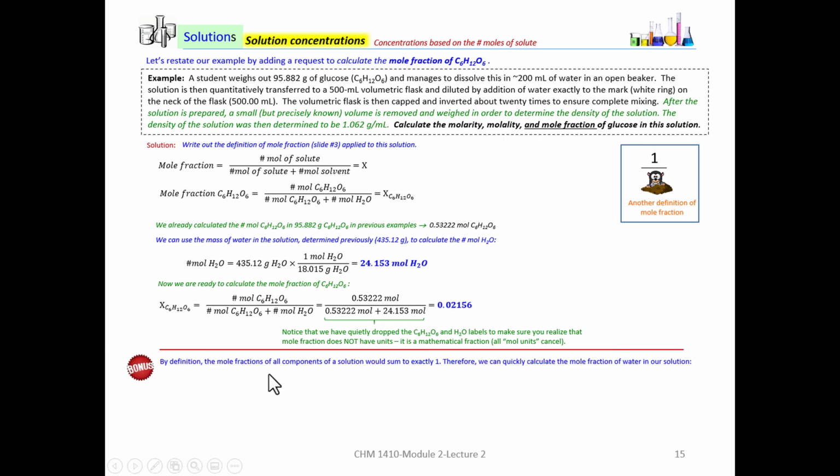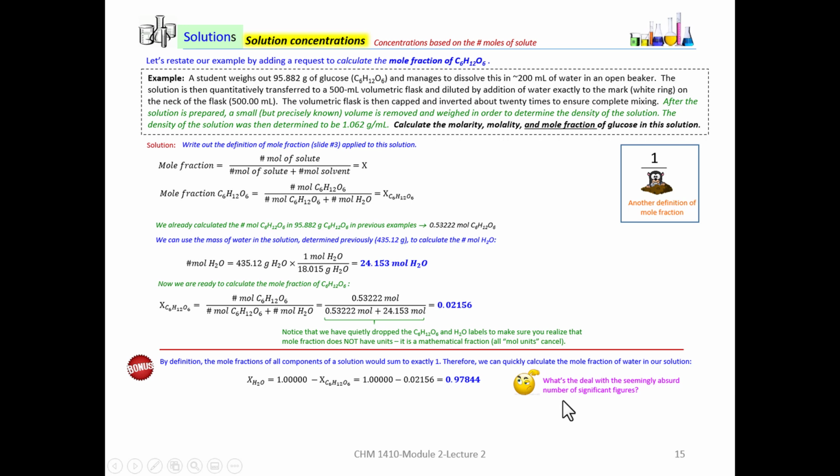By definition, the mole fractions of all components of a solution would sum exactly to 1. Therefore, we could calculate the mole fraction of water in the solution. The mole fraction of water would basically just be 1 minus the mole fraction of glucose, so we get a mole fraction of water of 0.97844.